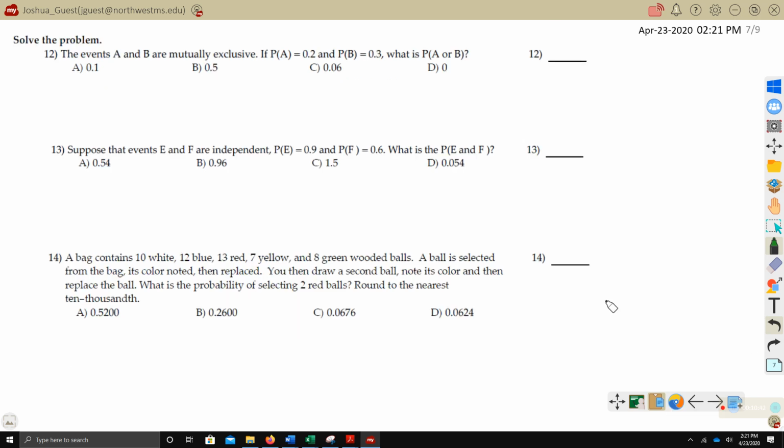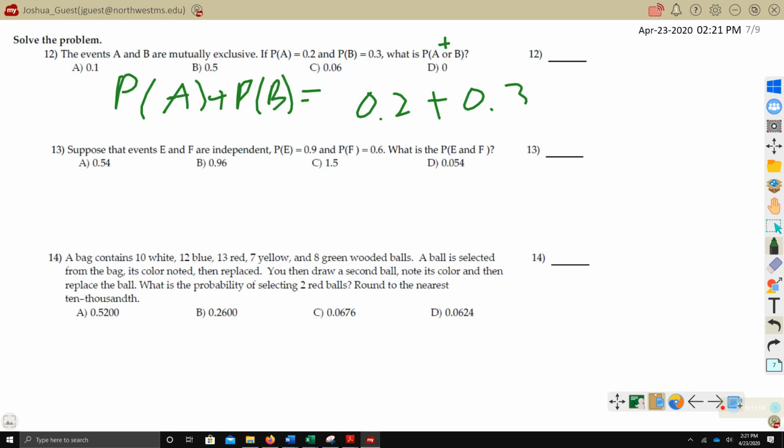All right, let's go on to number 12. The events A and B are mutually exclusive, okay? If the probability of A is 0.2 and the probability of B is 0.3, what is P of A or B? Remember, or in probability means add, and if they're mutually exclusive, you don't have to worry about anything, just add them together. So this is literally 0.2 plus 0.3. It's the probability of A plus the probability of B. That's exactly what this one is. Whenever it's mutually exclusive, that's the key there.